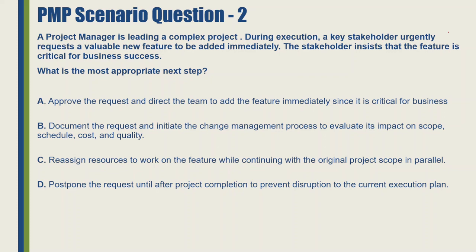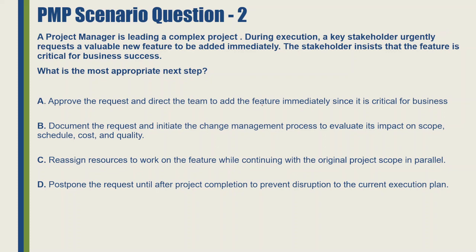PMP scenario based question. A project manager is leading a complex project. During execution, a key stakeholder urgently requests a valuable new feature to be added immediately. The stakeholder insists the feature is critical for business success. What is the most appropriate next step? Now, if you look at the question, it says it's a traditional project. So using the traditional or PMI mindset, let's see how we can eliminate the incorrect options and select the right one.